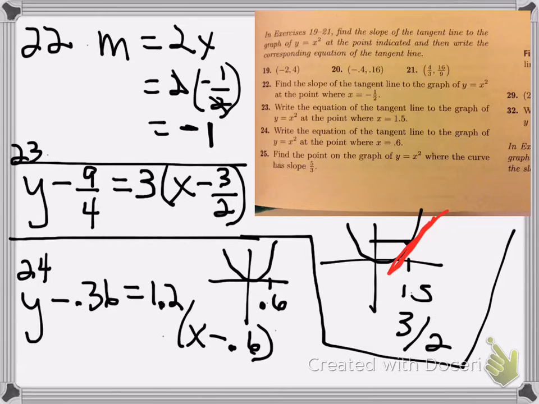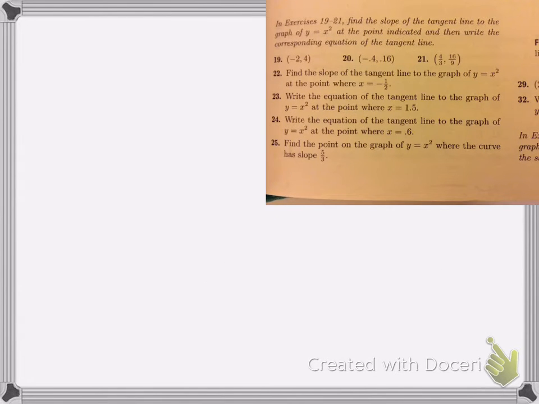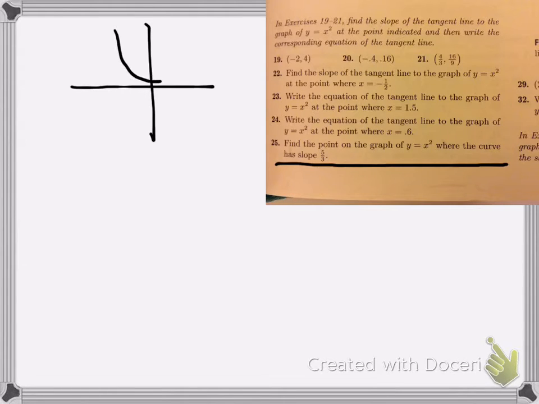Question number 25 involves us working backwards, so let's do that one on the next slide. Here's question number 25, and it says to find the point on the graph of y equals x squared where the curve has a slope of 5/3. All right, so I'm going to draw my graph. If my slope is 5/3, then it's going to be in the first quadrant because that slope is going to be positive.